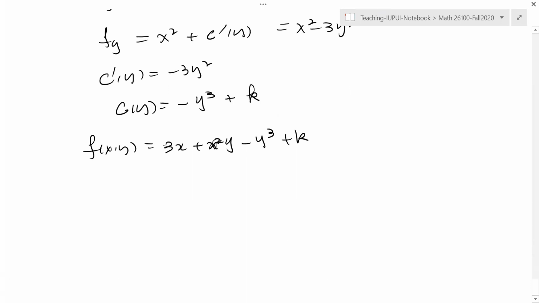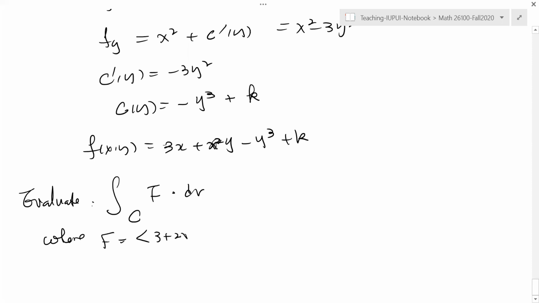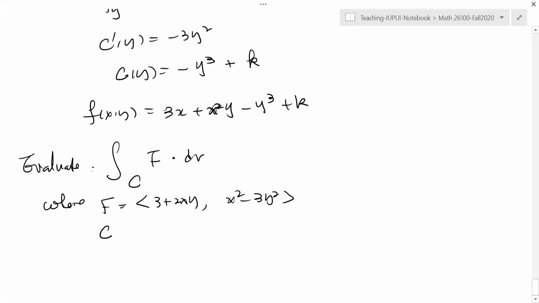All right, now for the same function, evaluate this integral, where F is the function we already discussed. It's going to be 3 plus 2xy and x squared minus 3y squared. And C is a curve described by this parameterization, where t is between 0 and pi.